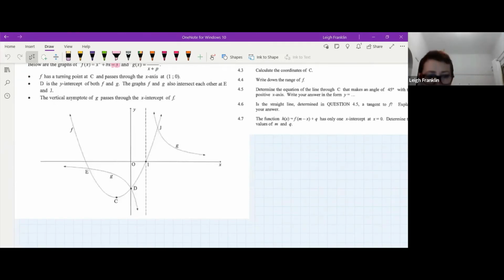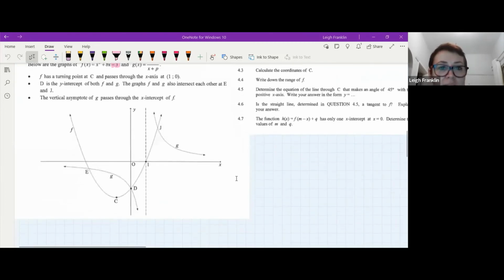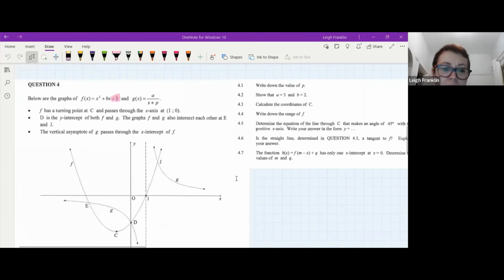Lovely, Aisha. Lovely, Tisha. Quite right. That's exactly it. Okay, so the coordinates at D are 0 and negative 3. Lovely. All right, and g of x equals a over x plus p.